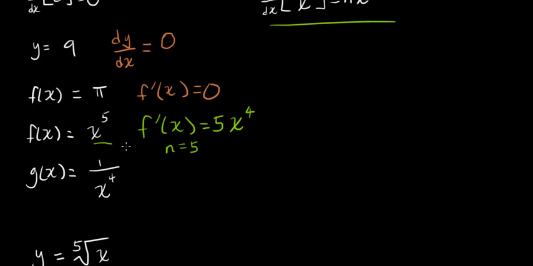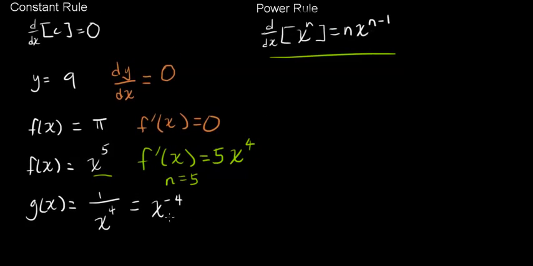Let's try the next one. g of x is equal to 1 over x to the 4th. We're going to start by rewriting this as x to the negative 4th power. The reason we are rewriting this is because we want to match the format of the power rule, which states the derivative of x to the nth. We want this to be in the form of x to some power, not 1 over x to some power, and that's why we rewrote it. Now g of x is equal to x to the negative 4th power. How can we find the derivative of this?